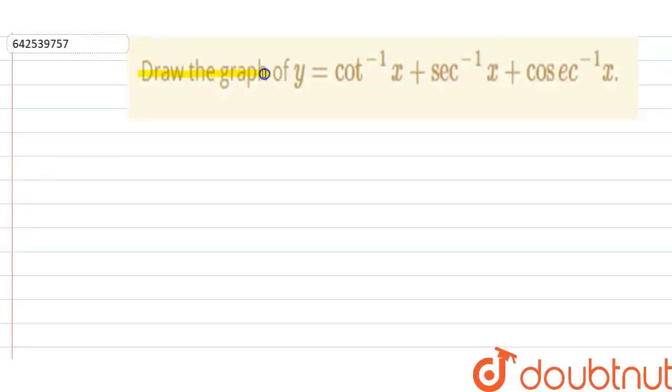Hello everyone, so our question is draw the graph of y is equal to cot inverse x plus sec inverse x plus cosec inverse x. Now one thing very important, that we know that sec inverse x plus cosec inverse x is equal to pi by 2. So what we need to draw? We need to draw y is equal to cot inverse x plus pi by 2.